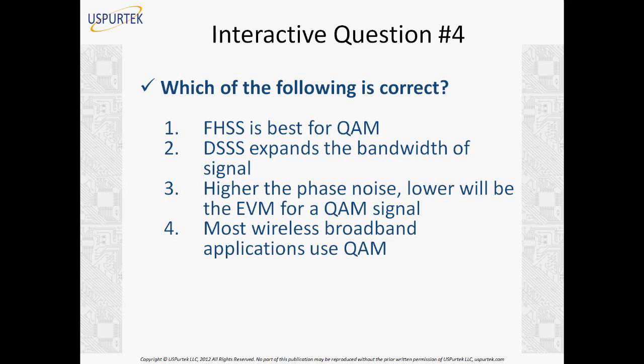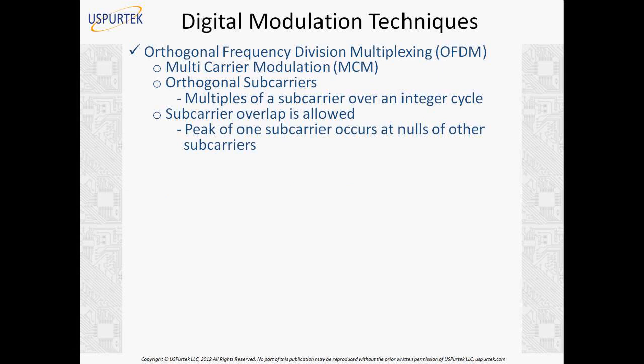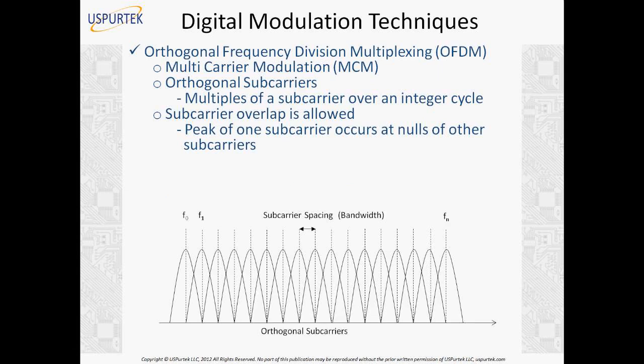Let's move on to the next slide, which is about OFDM, orthogonal frequency division multiplexing. Now, OFDM is essentially a multi-carrier modulation. Here we go one step further. Instead of using just one carrier frequency, we use many carrier frequencies, and then we'll see what the benefits of doing that are. All these subcarriers, because you have multiple carriers, we call them subcarriers.